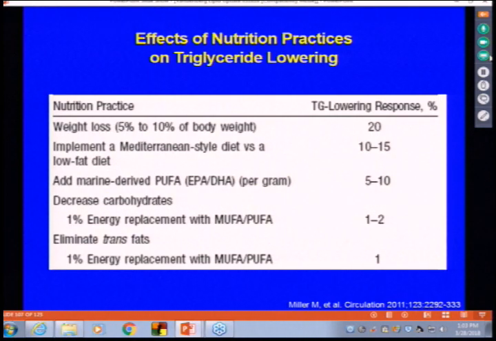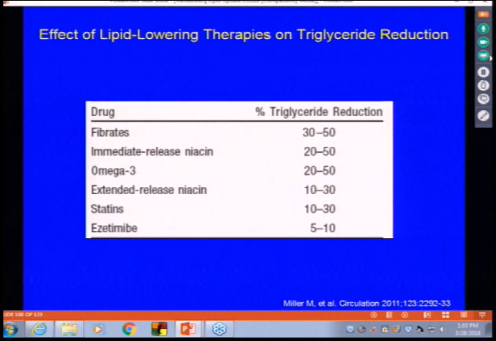You can see triglyceride lowering response. The package, you can get significant reductions. Then we talk about drugs. The go-to drug are fibrates. That's the biggest reduction. Niacin, omega-3 fatty acids.